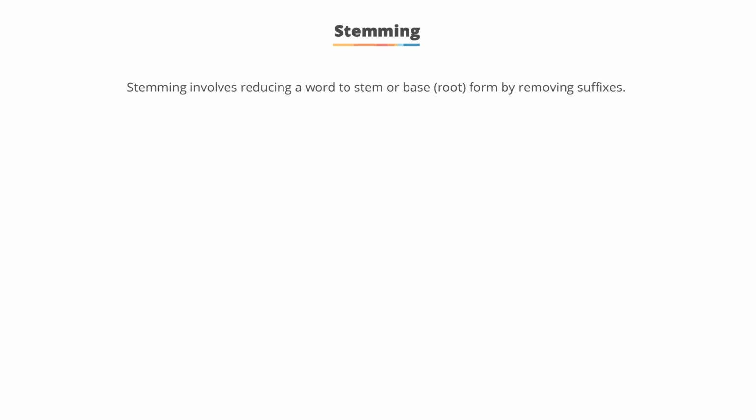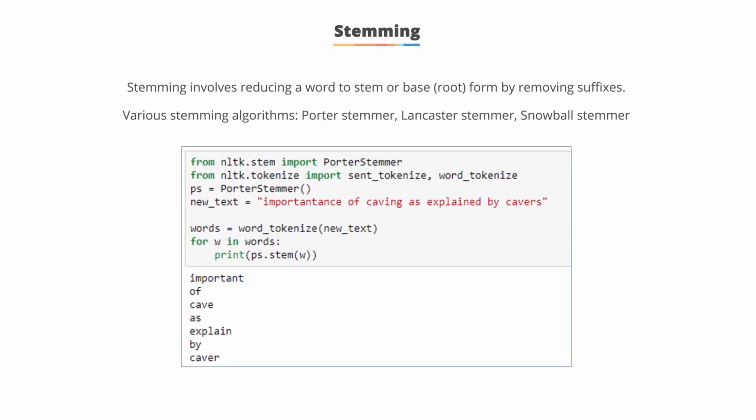Text extraction and pre-processing: stemming. Stemming is used to reduce a word to its stem or base word by removing suffixes, such as helps, helping, helped, and helper to the root word help. The stemming process or algorithm is generally called a stemmer. There are various stemming algorithms such as Porter stemmer, Lancaster stemmer, Snowball stemmer, etc. Use any of the stemmers defined under the NLTK stem package in order to perform stemming as shown in the example. Here we have used Porter stemmer.